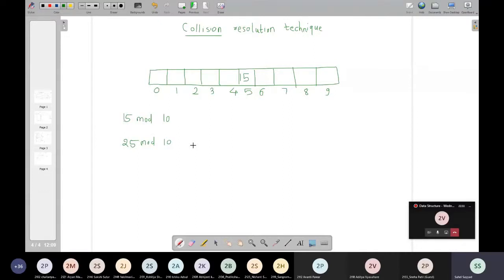So I have to find some other space for 25 so that I can place that 25 on some other location, provided the space is available. Now, how to find that other space? There are different methods for doing it. We'll discuss those methods one by one.